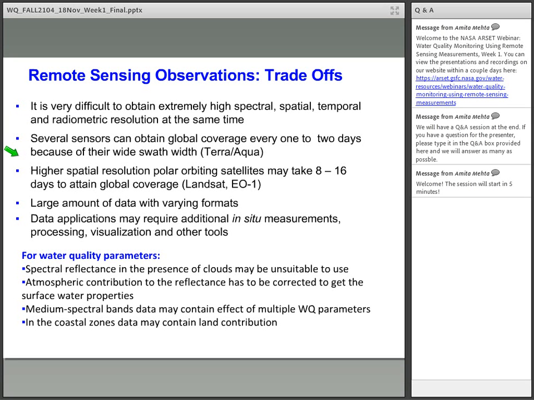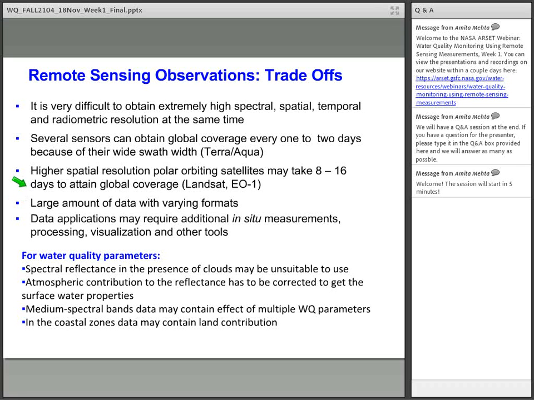Another is that there are several sensors. They provide global coverage, and depending on what kind of orbit, which geographical region, there can be maybe 1 or 2 measurements per day, especially for polar orbiting satellites. Higher spatial resolution data are available from Landsat and also from EO-1, about 30 meters or so. But then the swath width is such and the orbit is such that the revisit time is about 8 to 16 days. So there is less temporal coverage.